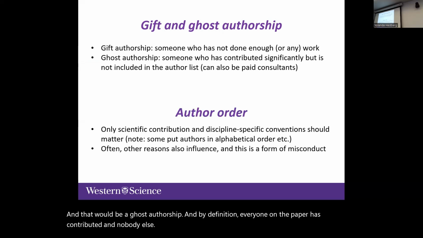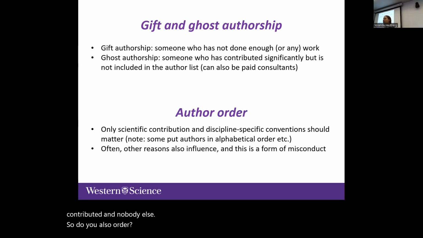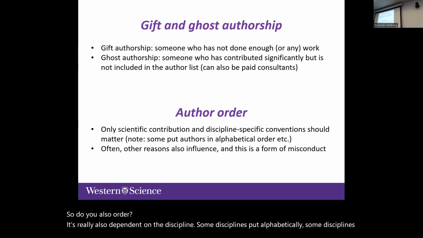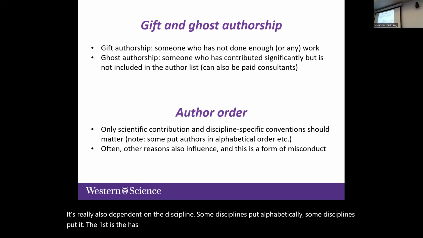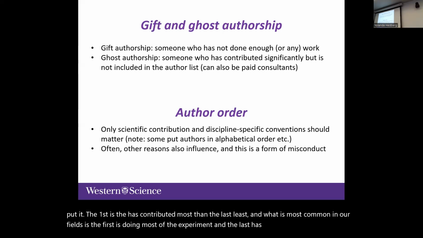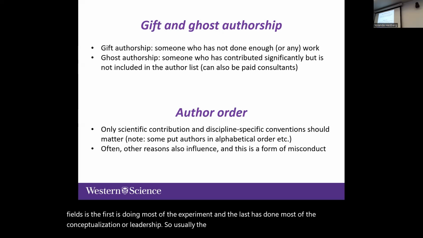So the author order is really also dependent on the discipline. Some disciplines put it alphabetically. Some disciplines put the first as having contributed most and the last least. And what is most common in our fields is the first is doing most of the experiments, and the last has done most of the conceptualization or leadership. So usually the last would be the PI, the first would be the graduate student who has mainly contributed.